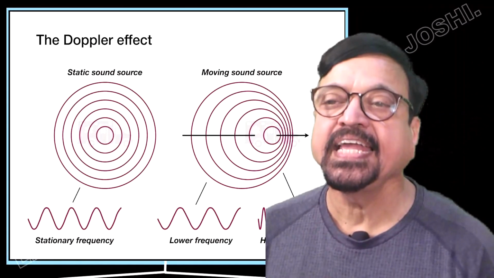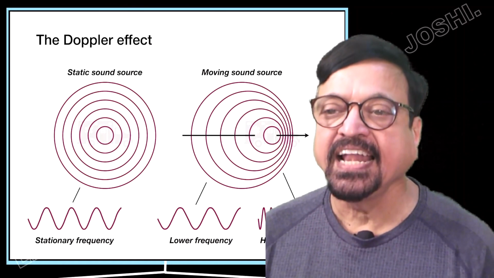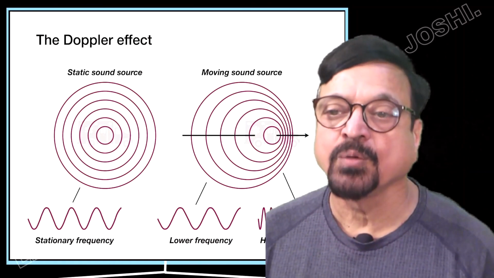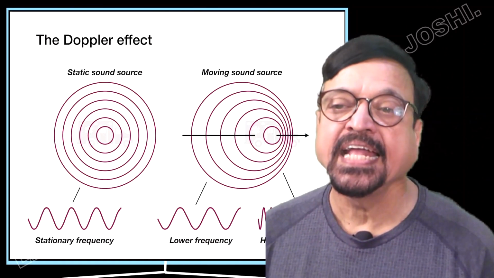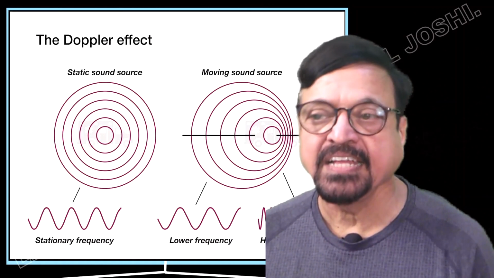Now, here what we are saying, the vehicle is moving. First the vehicle is stationary. Neither the vehicle is moving nor the observer is moving. So, you are getting a stationary frequency. Got it? You get a stationary frequency.